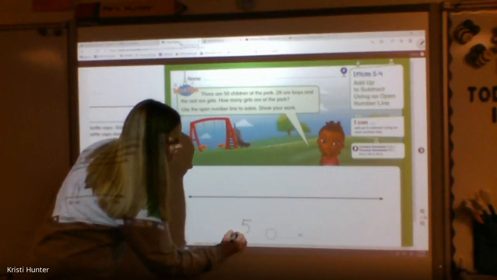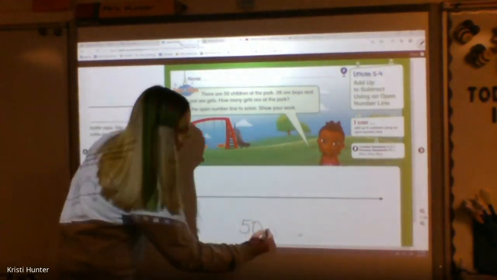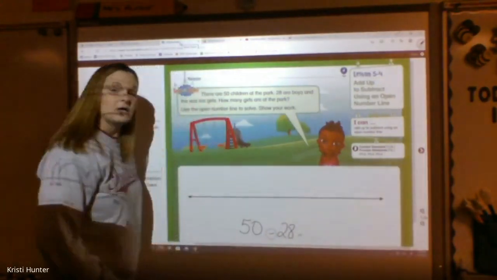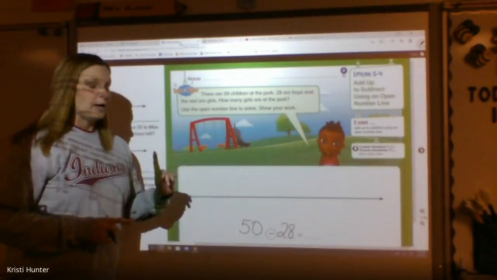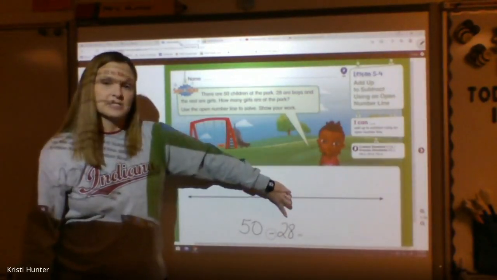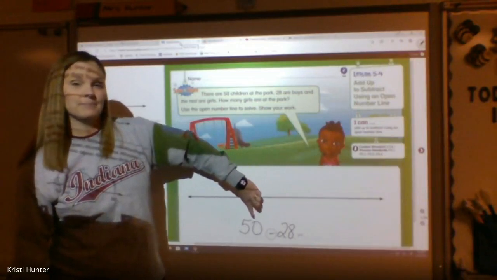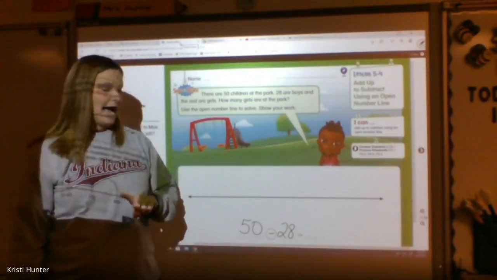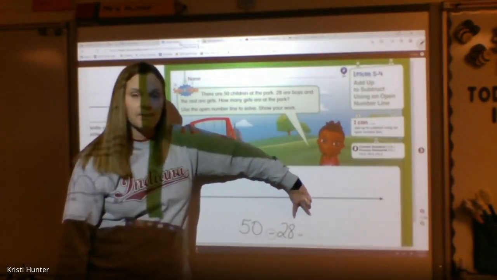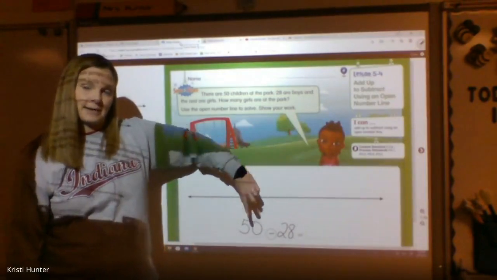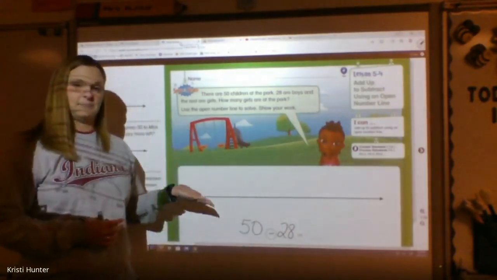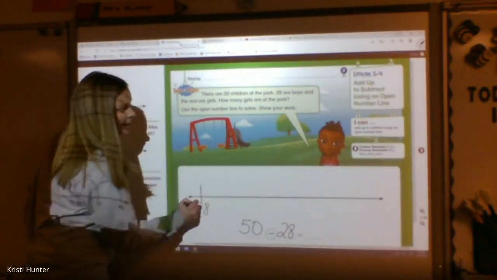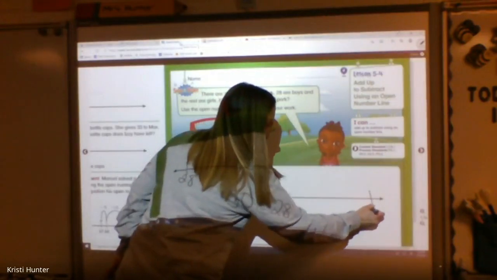There are 50 children at the park. I know that 28 are boys, so I'm going to take 28 away from 50 to find out how many are left as girls. So we're going to start with the smallest number today and count up to this biggest number. Because remember, when we practice that strategy of checking by adding, we know if we take these two numbers and add them together, we'll get this biggest number. So that's just what we're doing here, except using an open number line. So we have the number 28, and I want to get down here to the number 50.